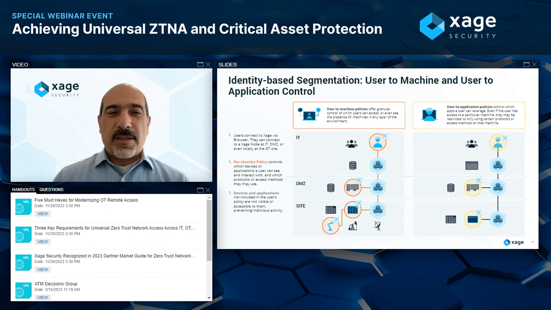I touched on this a bit as well. The concept of identity-based segmentation applies not just to user-to-machine and user-to-application control, but also to machine-to-machine control. In order to truly deliver zero trust, it's important to control not just the user to application or machine access, but also machine to machine access within that environment.